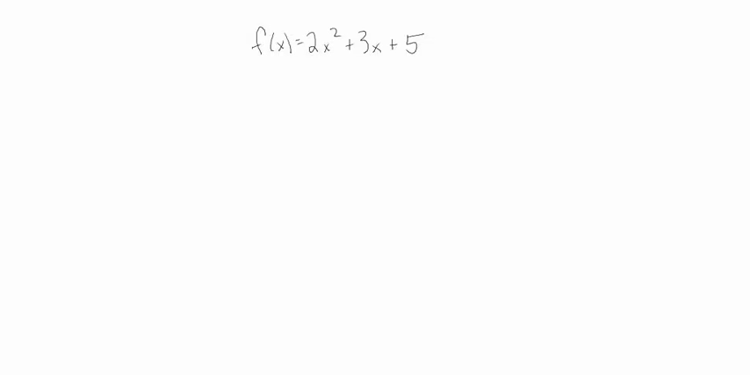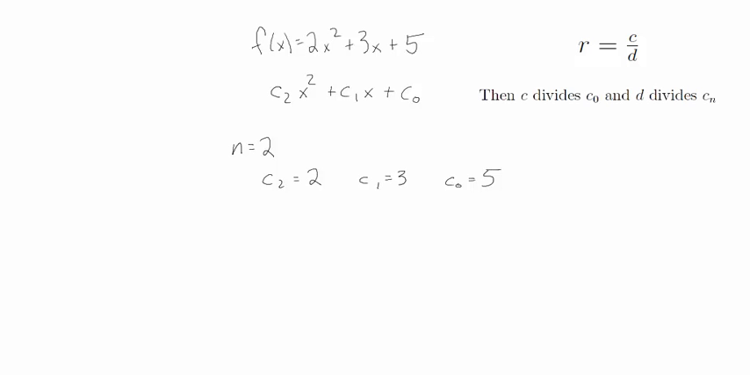As an example, we will identify all possible rational zeros of the polynomial f of x equals 2x squared plus 3x plus 5. Notice that n equals 2, c2 equals 2, c1 equals 3, and c naught equals 5. The theorem states that if r is equal to c over d, then c divides c naught and d divides cn. In other words, c must divide 5 and d must divide 2.